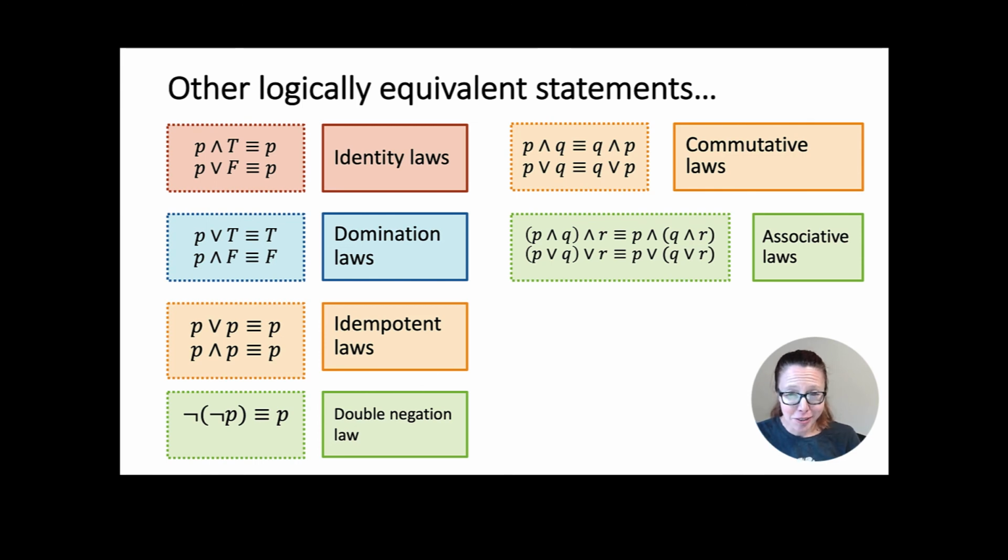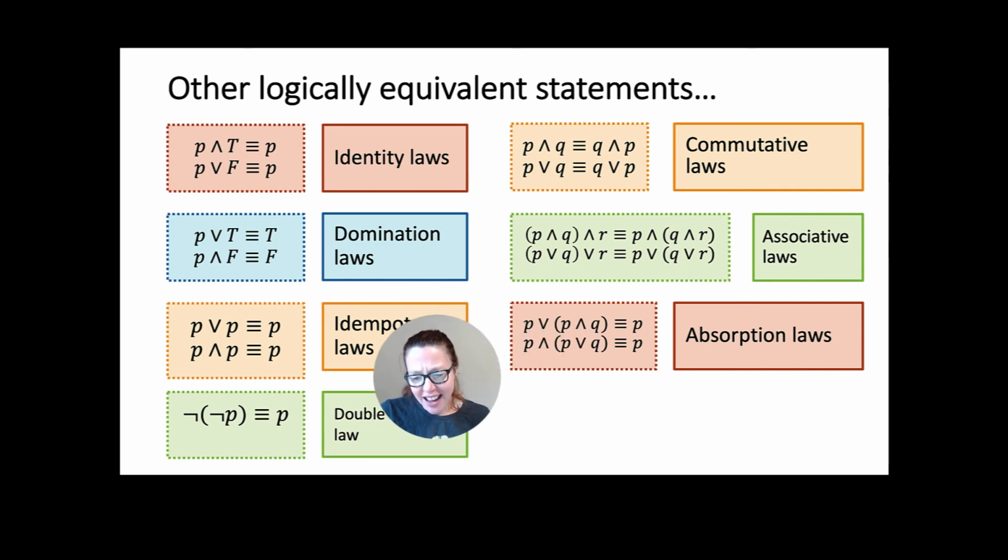The associative laws. If I have P and Q and R, the parentheses in this situation, the brackets, don't make a difference, because they both need to be true. So the fact that the pieces in the middle also both have to be true means where I place those brackets doesn't matter. As long as we're dealing with all ands or all ors, I can associate those groupings in any way that makes me happy. P or Q or R is the same as P or Q or R.